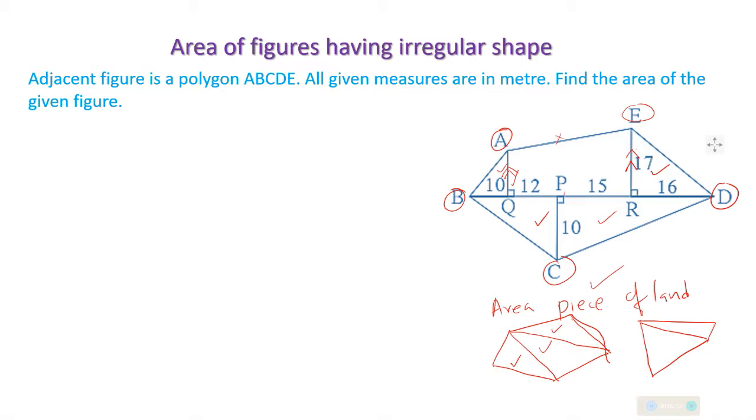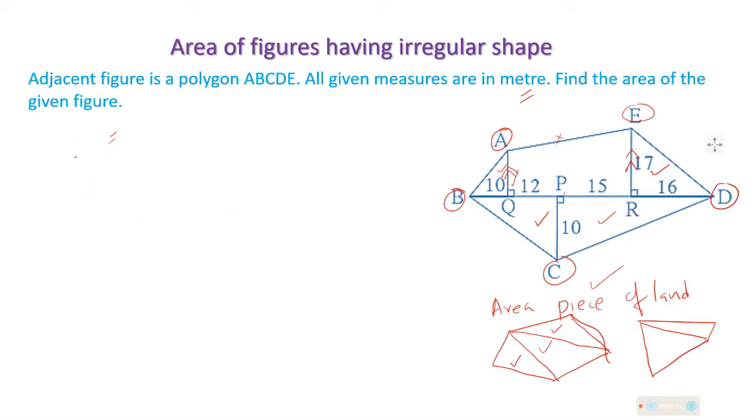So let us think about it; it is given in meters. Find the area of the given figure. What I have to do is first calculate the area of each of these figures, like triangle AQB, then that of triangle ERD, then that of trapezium AQRE, all separately, and find the sum total of it. Let me do that.